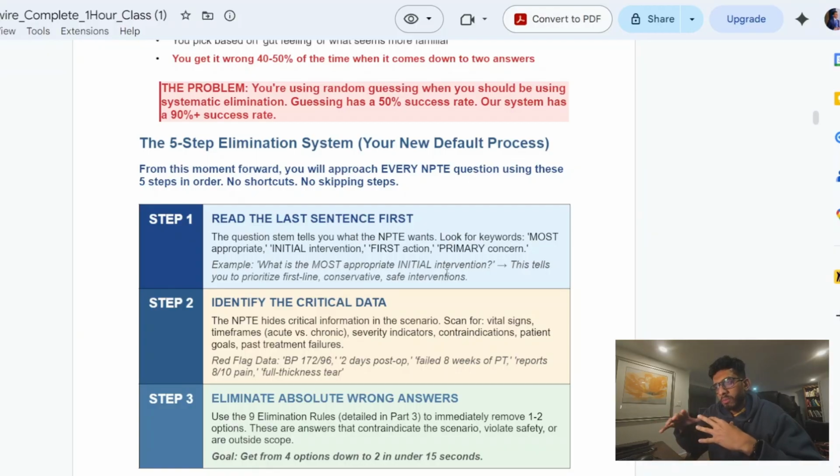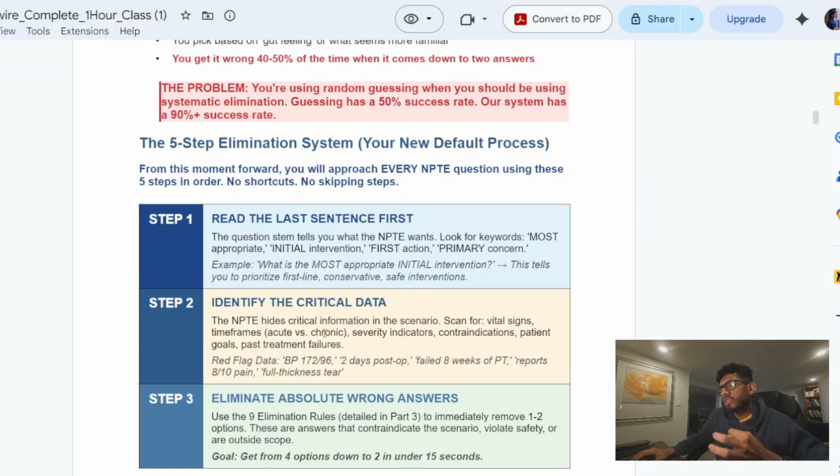So here you're making sure the patient is safe, and at the same time you're protecting your license. So it's always safety first, right? So what is the safest, most conservative, first-line treatment? That is what you need to see in the question.